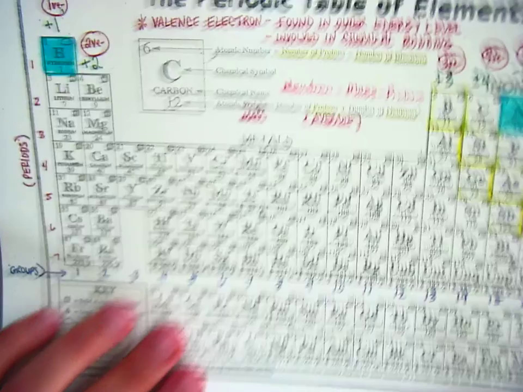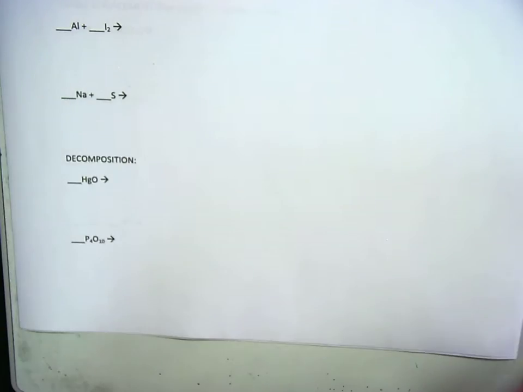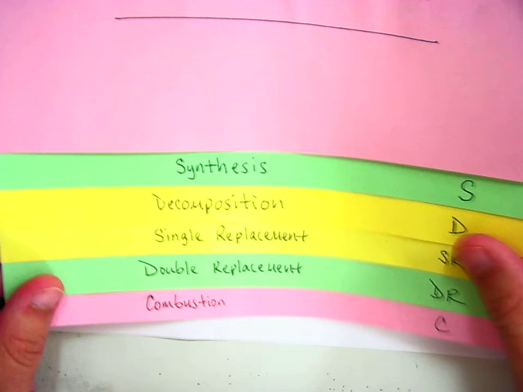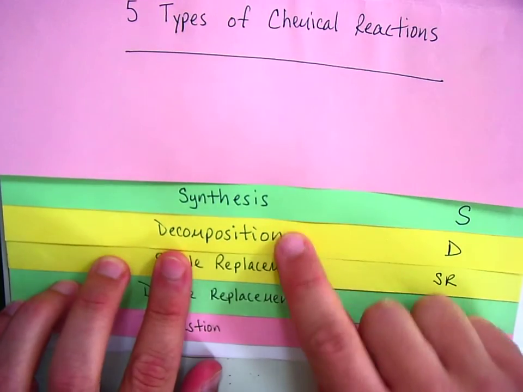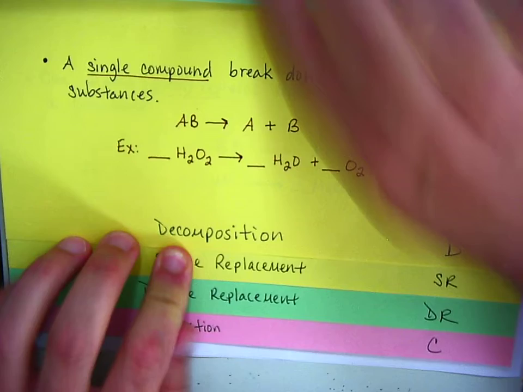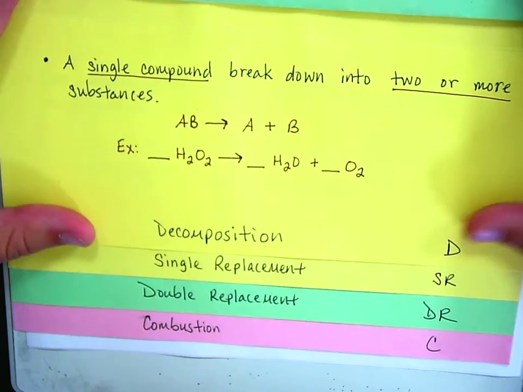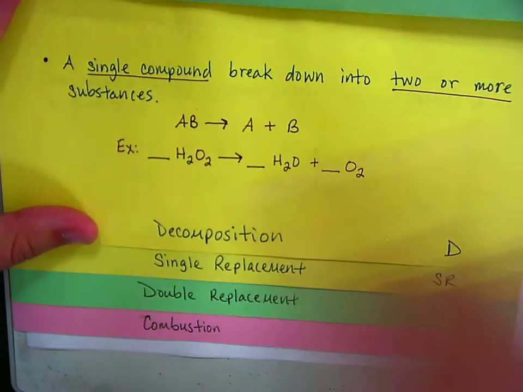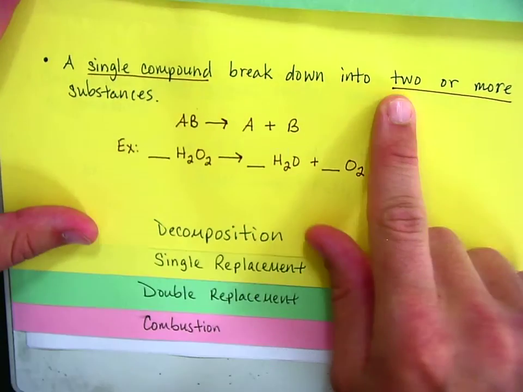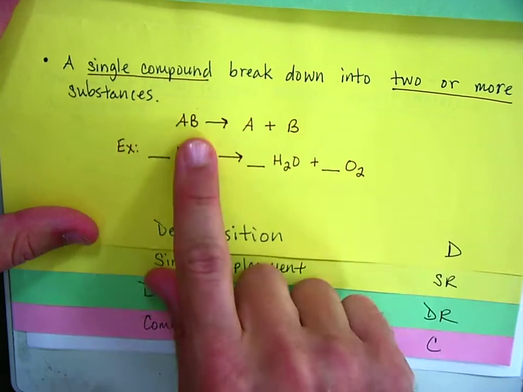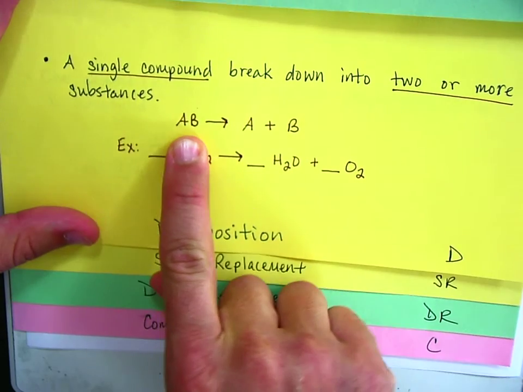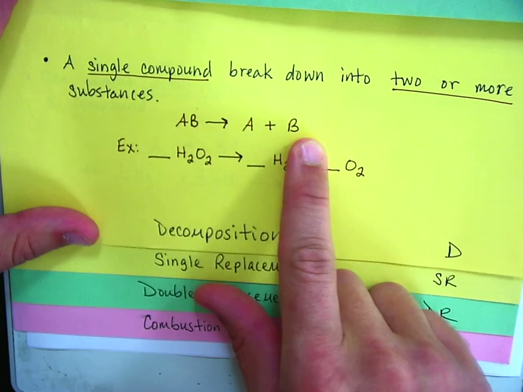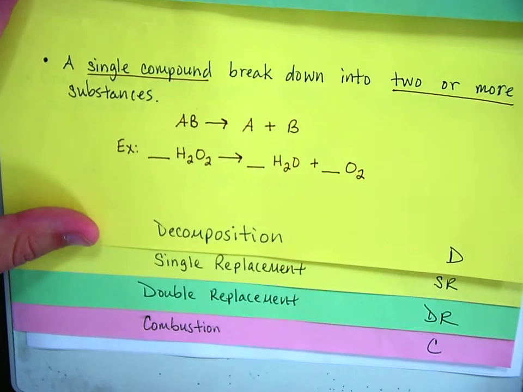Okay. In addition, you're also going to want your flip chart. So like in the previous lesson where we looked at synthesis, today we're going to look at decomposition. So we'll open up our flip chart. It explains what a decomposition reaction is. It's when a single compound breaks down into two or more substances. So it's the opposite of synthesis. So we start off with a compound, AB, yields A plus B, so it breaks apart.